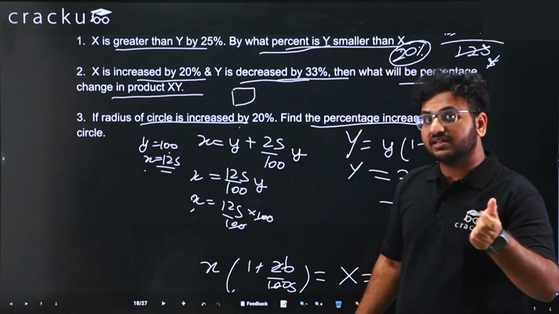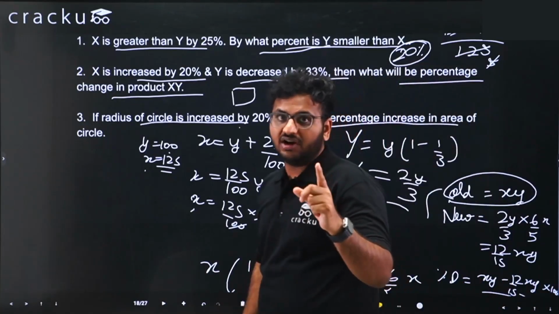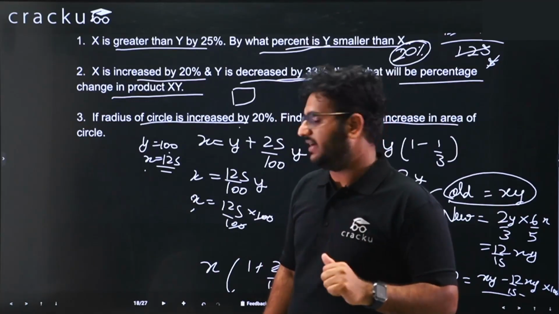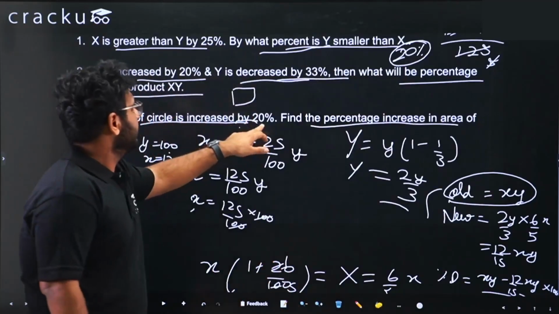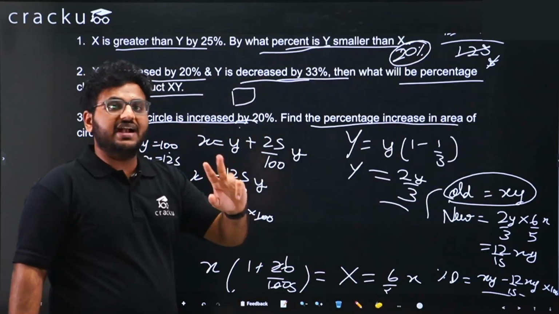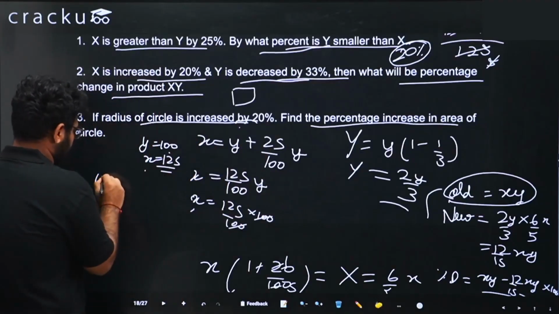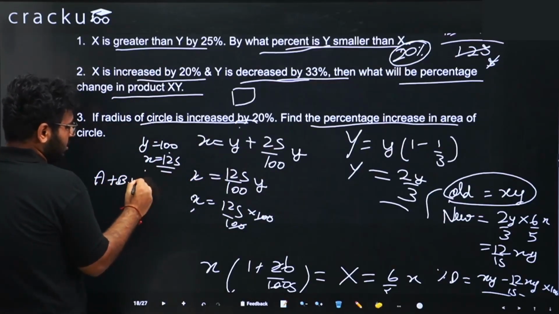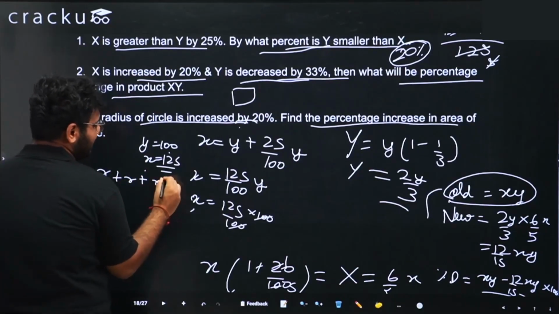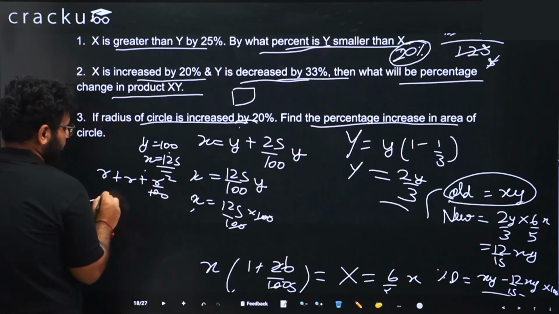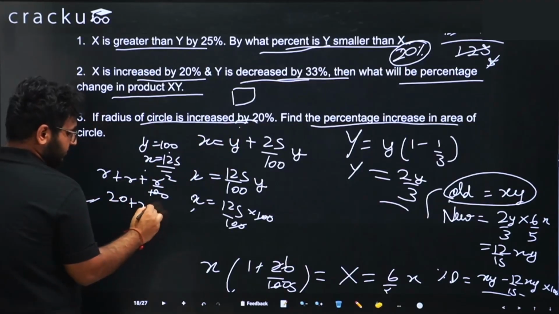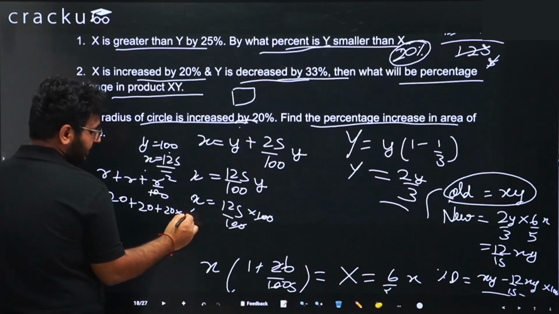This we can solve by another method also. We have learned the successive change method, a plus b plus ab by 100. We know that area depends on r square. So if the radius is increasing by 20%, that means a plus b plus ab by 100, where r is increasing by 20%. So 20 plus 20 plus 20 into 20 by 100.